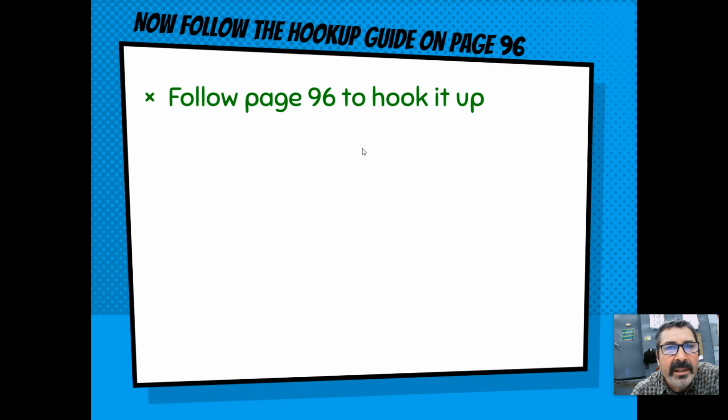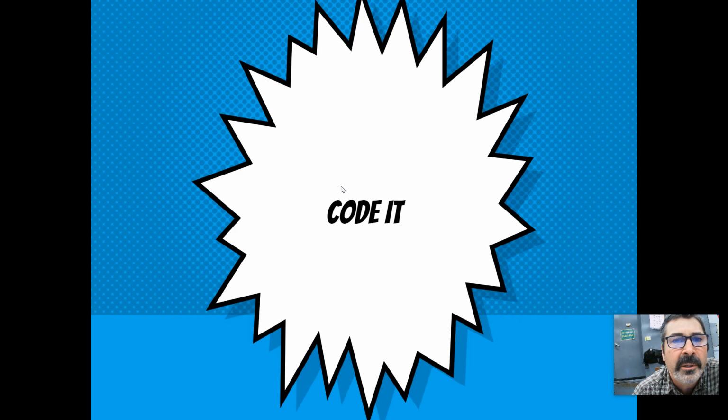Okay, follow page 96 and hook it up. So you're going to build your little robot. Make sure you pay attention because you basically want one tag to have the green tag and one to have no tag. If it's not working right, you can change the wires around, but you want to make sure that forward is forward and backward is backward. And now let's go ahead and code it, but we'll do that in the next video.